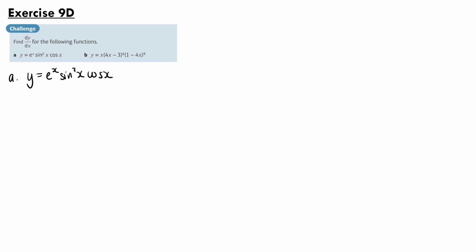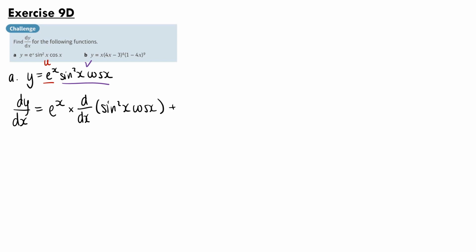We can decide how to split this up. It doesn't really matter. I'm going to say I'm going to have this e to the x and then this sine squared x cos of x being separate. So if we let this be our u, the e to the x, and then this sine squared x cos x be our v, then the product rule says the derivative of this is going to be u, which is e to the x, times the derivative of sine squared x cos x, plus v, which is sine squared x cos x, times the derivative of u, which is actually just e to the x.